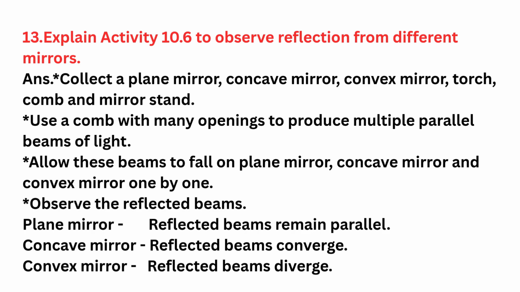Question number 13. Explain activity 10.6 to observe reflection from different mirrors. Answer. Collect a plane mirror, concave mirror, convex mirror, torch, comb and mirror stand. Use a comb with many openings to produce multiple parallel beams of light. Allow these beams to fall on a plane mirror, concave mirror and convex mirror one by one. Observe the reflected beams. Plane mirror reflected beams remain parallel. Concave mirror reflected beams converge. Convex mirror reflected beams diverge.